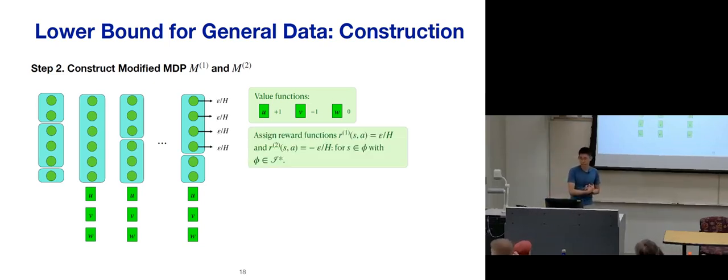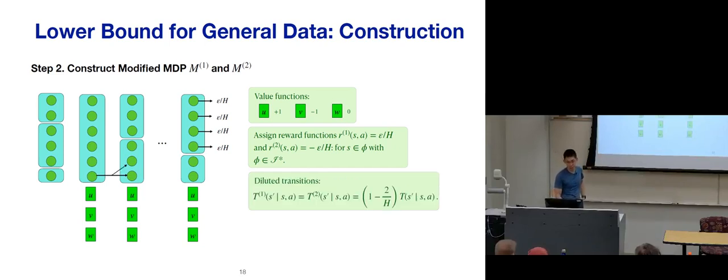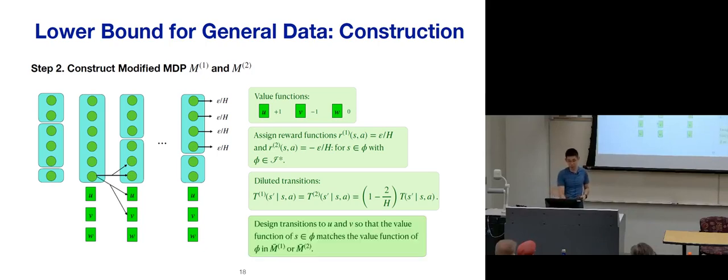And next, we will assign the reward functions for the previous states. For those aggregated states which belong to this I star, we will assign the reward function to be epsilon over h. For any other states, we will assign the reward to be 0. And for the transitions, we'll adopt the previous transitions of the MDP M, and we'll give them diluted transitions. That is, we will dilute the transitions to be 1 minus 2 over h of the previous transitions, and we'll assign the rest of the transitions to the U and V in the next layers.